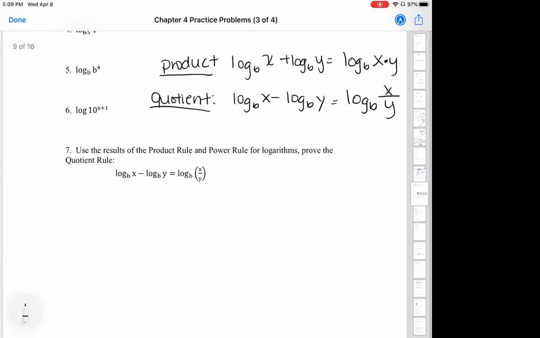And lastly, we have our power rule, right? And our power rule says if I have an exponent, I can use it as a multiplication. So those are our three rules that we're working with. So taking a look at number 7, it's saying to use the rules of product and power rule for logarithms to prove the quotient rule.